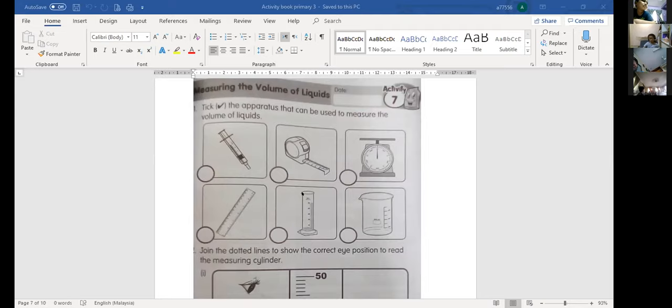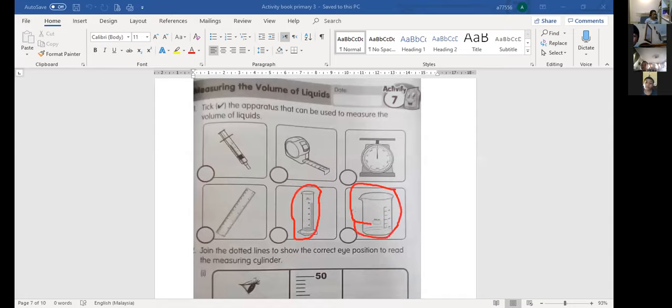Measuring cylinder. Yes. Measuring cylinder, lagi dengan apa? Okay, we can use measuring cylinder. Lagi satu apa? Okay, your friends already gave me the answer. Here, we can use measuring cylinder. Ini measuring cylinder, kita boleh ukur volume. And then we also can use beaker.